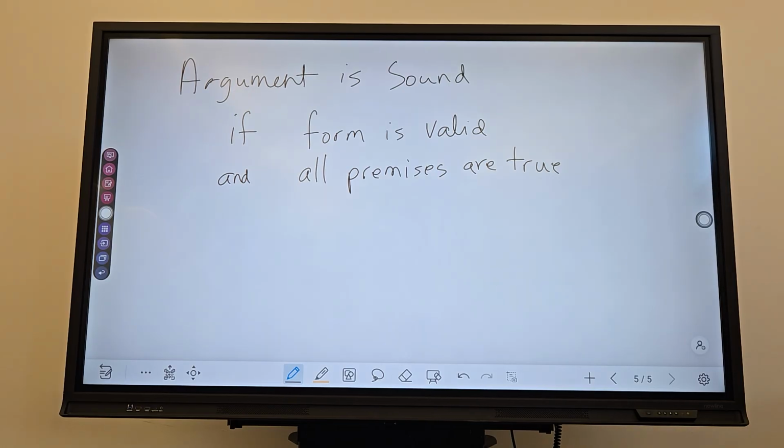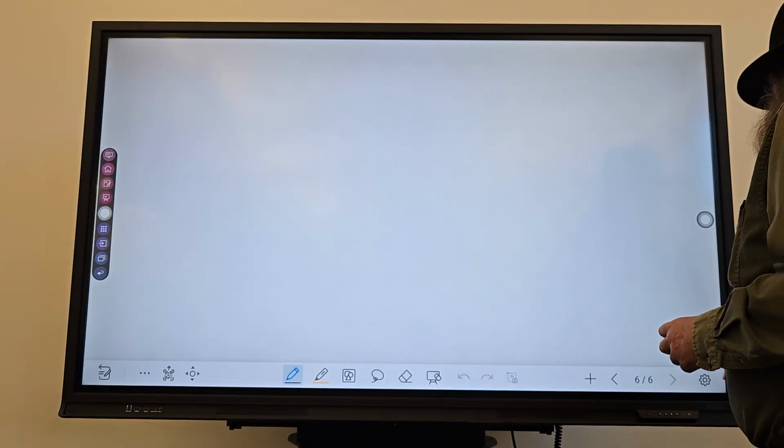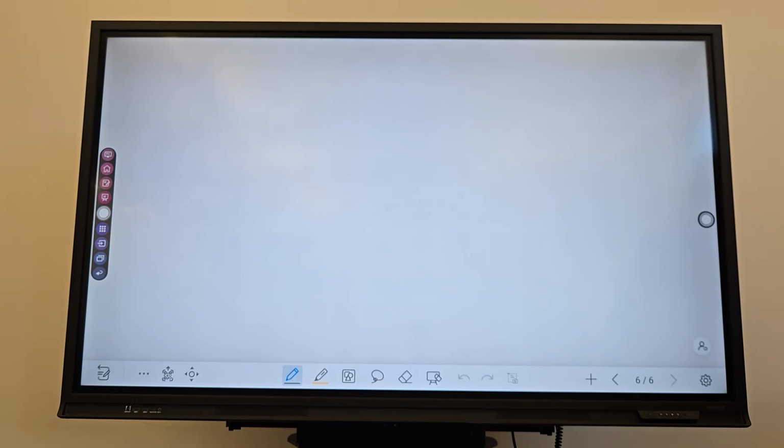So you look at the truth table for each of the premises and the conclusion, and make sure that all the critical rows have a true conclusion, and then the argument is sound. Now, contradictions and valid arguments. Kind of a rule here.